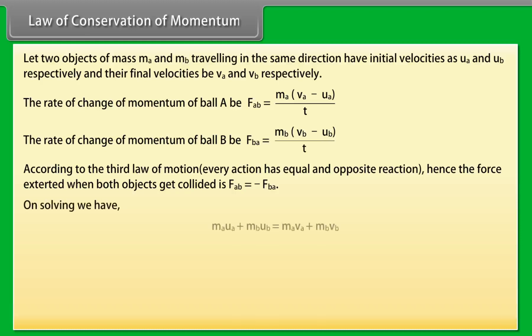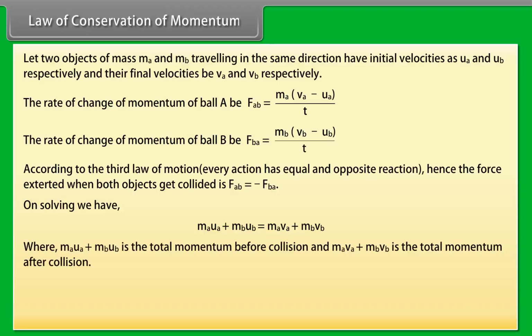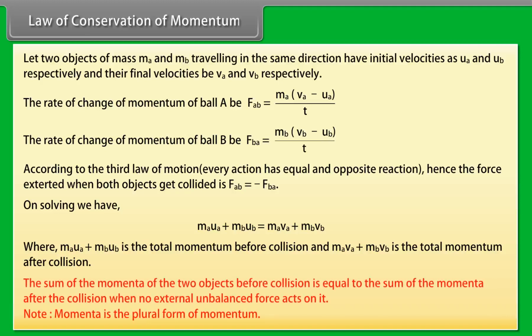On solving, we have mAuA plus mBuB is equal to mAvA plus mBvB, where mAuA plus mBuB is the total momentum before collision and mAvA plus mBvB is the total momentum after collision. The sum of the momenta of the two objects before collision is equal to the sum of the momenta after the collision when no external unbalanced force acts on it. Momenta is the plural form of momentum.